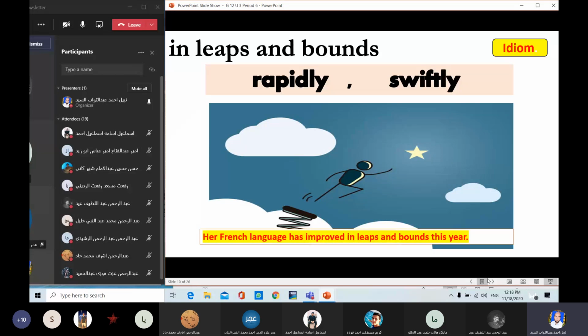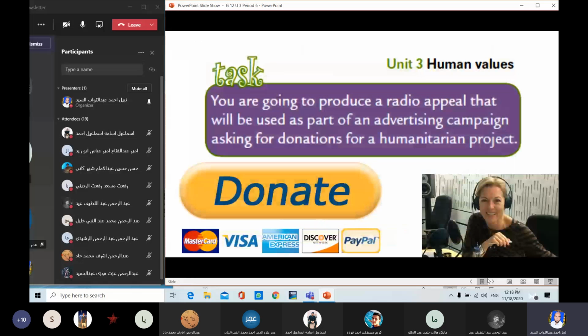Now, the task you are going to do: you are going to produce a radio appeal, a radio urgent request that will be used as part of an advertising campaign asking for donations for a humanitarian project. You are going to write, you are going to produce or make a radio appeal advising people to donate for a humanitarian project.